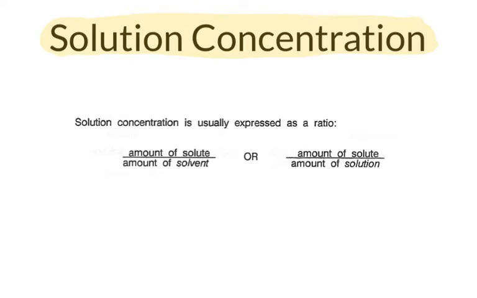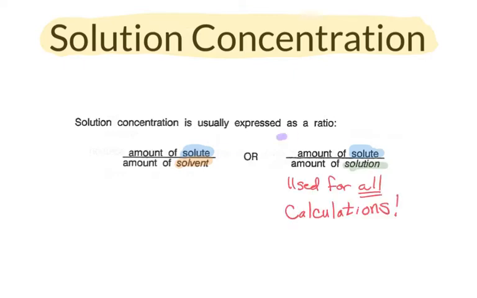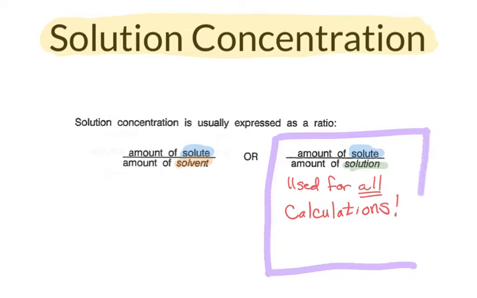Now we're going to talk a little bit about solution concentration. Solution concentration is generally expressed as a ratio between the solute and either the solvent or the solution. In this class, the one that we will be using for all of our calculations will be the amount of solute divided by the amount of solution. All calculations will use this ratio. We will talk about the other ones, but we don't use them for calculations.